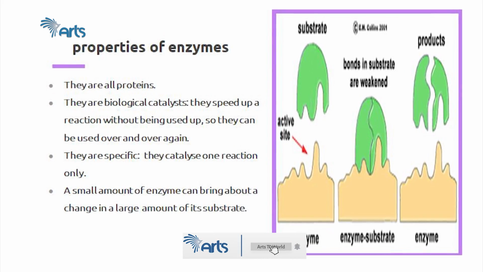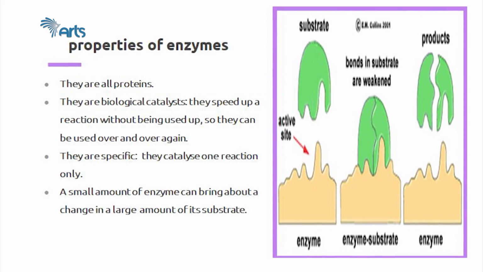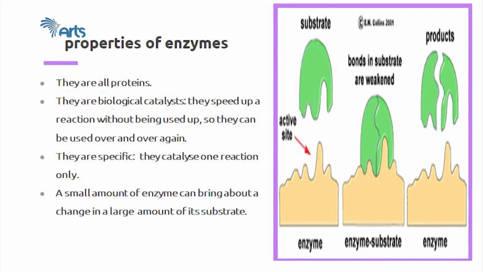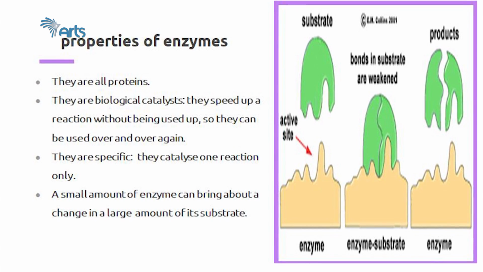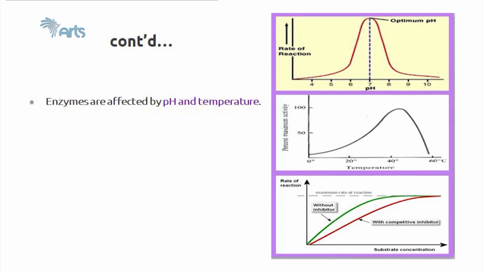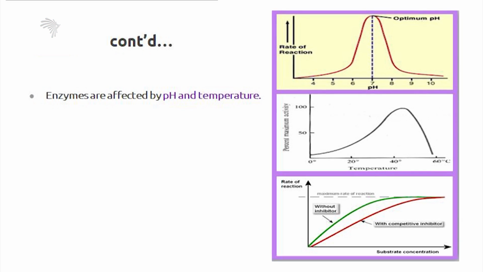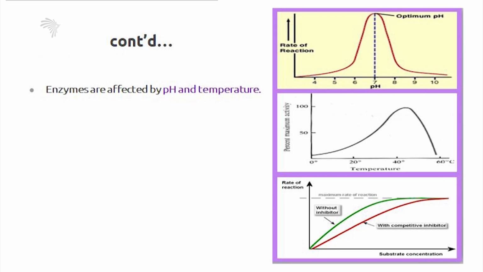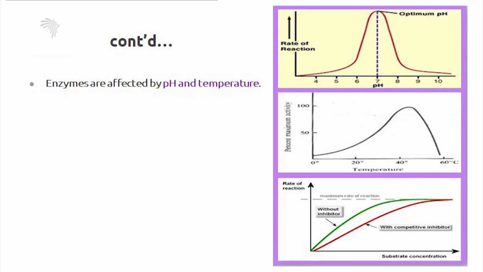Here you can see the catalysis process, how enzyme and substrate molecules bind together. They form an enzyme-substrate complex. Then they bring about change and produce a product, but the enzyme remains itself. Enzymes are affected by pH and temperature. They have their own optimum temperature and optimum pH to catalyze a reaction. Beyond this and below this, the activity of the enzyme will be affected.